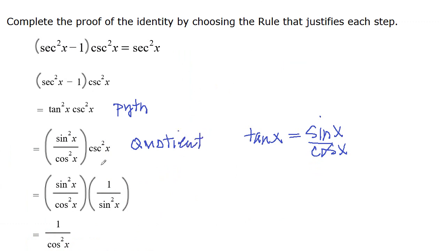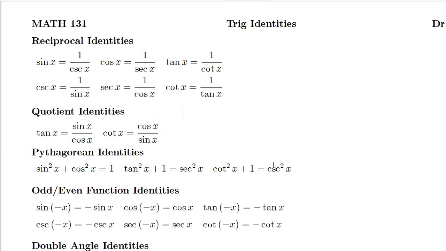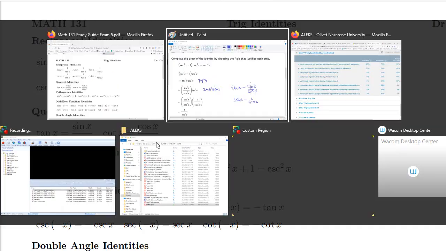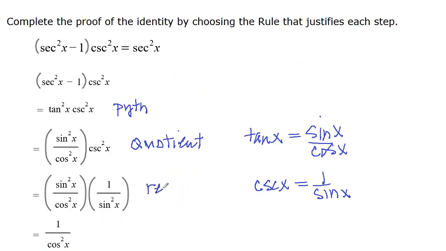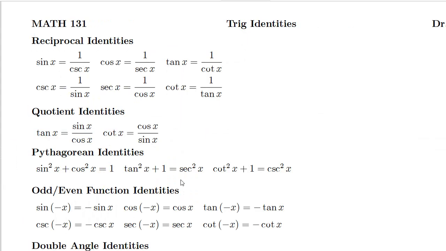And then, let's see, from here to here, they kept the sine squared over cosine squared. They swapped out a cosecant squared for a 1 over sine squared. So there they're using cosecant x is 1 over sine x. And that's a reciprocal identity because it's got a reciprocal on the right-hand side. That is this one right here, which is reciprocal. And this list of identities here, that's at the very top of the unit. So, I'll actually print that off on Monday.